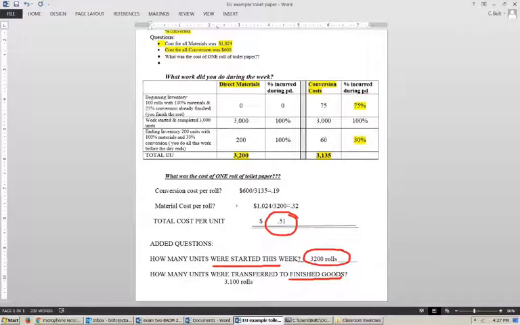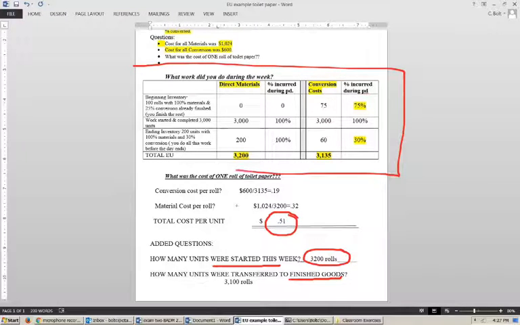Final comment I want to make. You will see the problem on the exam on Tuesday in this same format. Of course, different numbers, different type of product. But it's important that you understand that the biggest key to this is that we're trying to understand how to calculate equivalent units. The rest will be given to you.